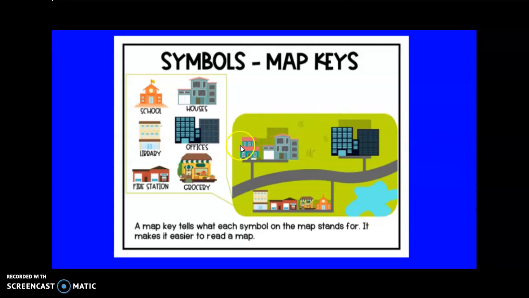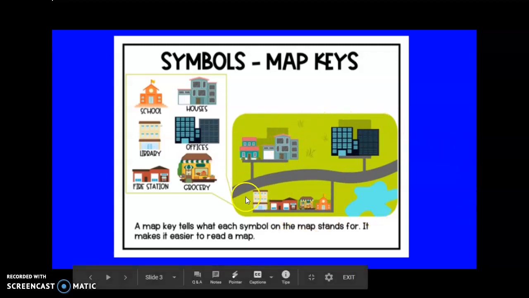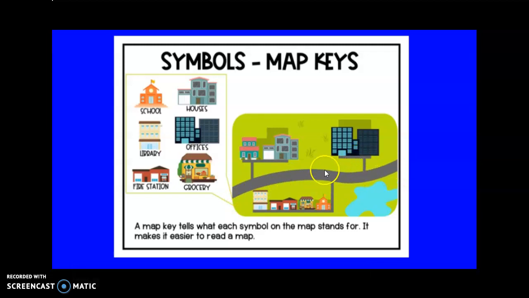So here we see a picture of a map. It's a very simple map. We have a little road, and the road leads to some buildings. This is a map key. So this tells me what each building is. So when I see this little orange building, that is a school. So now I know that this little orange building on the map is the school.